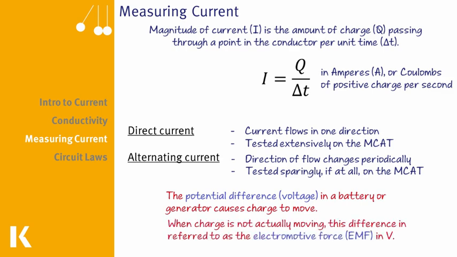When the positive and negative terminal are not connected by a conductor and charge doesn't actually move, the potential difference between the terminals of the battery, which would motivate electrons to move, is called the electromotive force, conveniently enough.